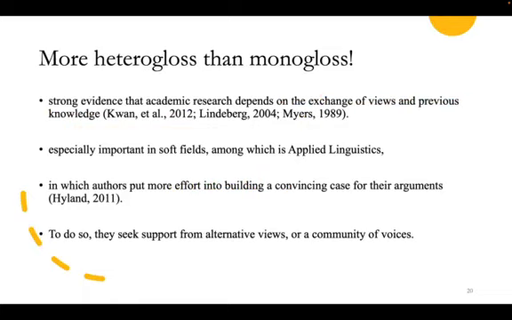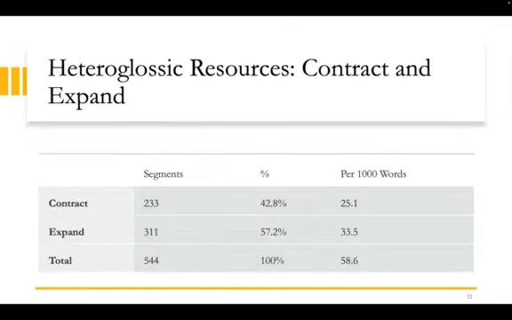And this actually provides evidence that in academic writing there is a dependence on the exchange of voices, views, and previous knowledge, which is especially important in soft fields or soft disciplines where there is a lack of concrete evidence. And to make up for that lack, authors put more effort into building a convincing case for their arguments, and they seek support from alternative voices or from a community of voices.